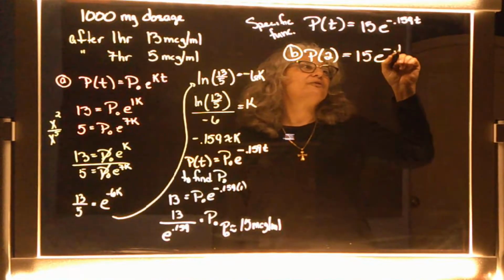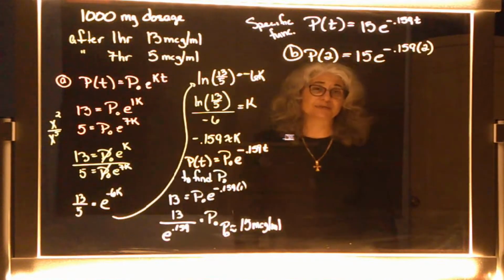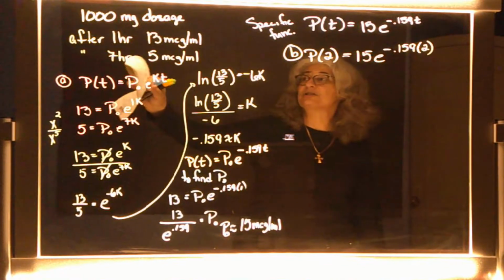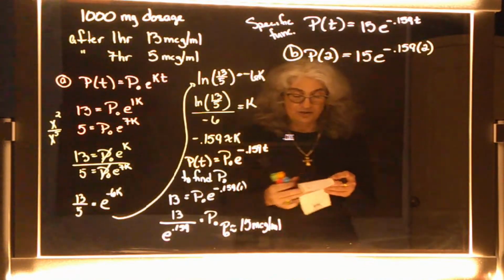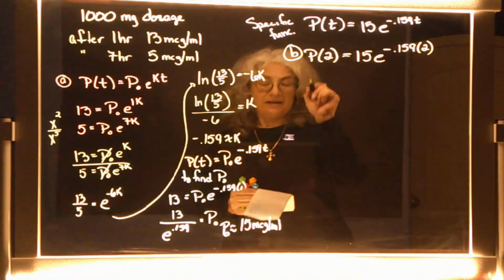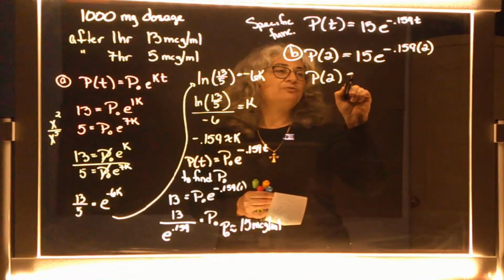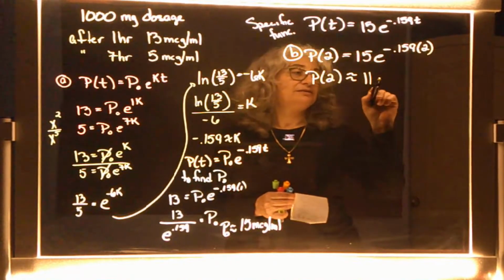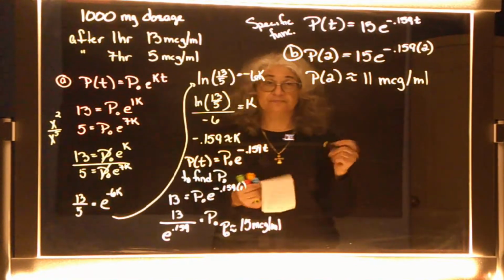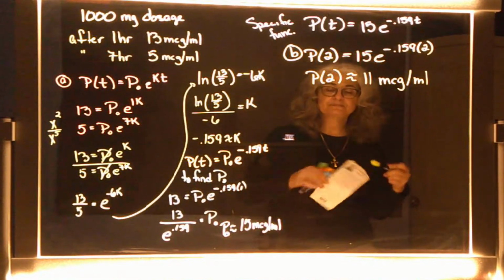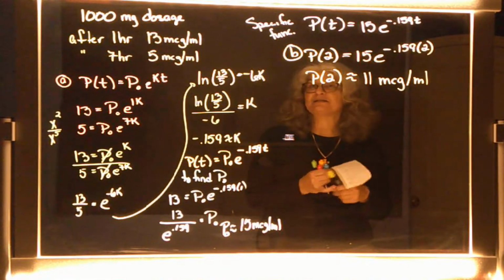Okay, get those calculators out, because all it is plugging in that 2 for time, isn't it? And gratefully it's in hours, right? Because these units are all in hours for time. Okay. What'd you get? Yeah, mine was approximately 11 micrograms per milliliter. Good? Okay. Now, finally, part C.